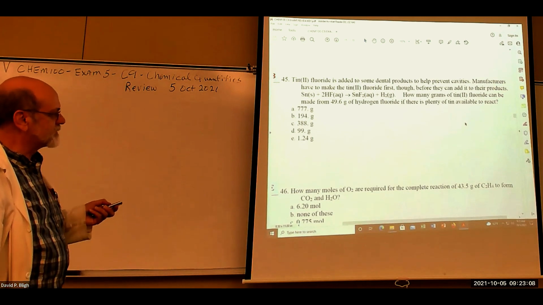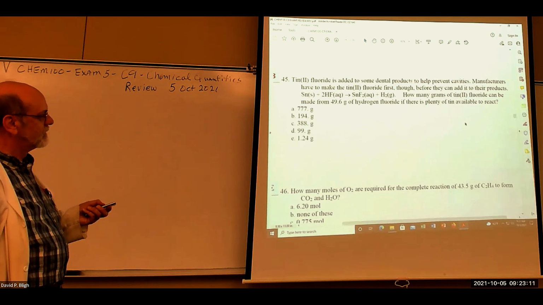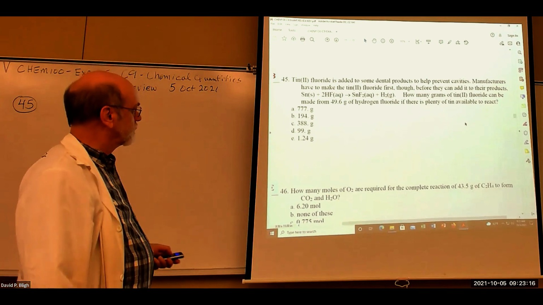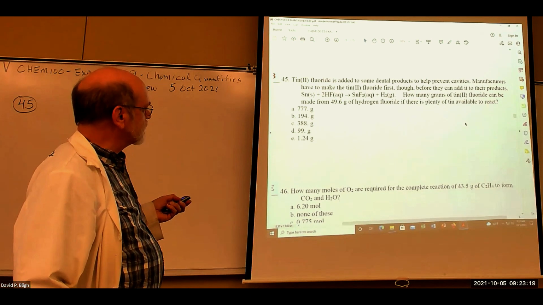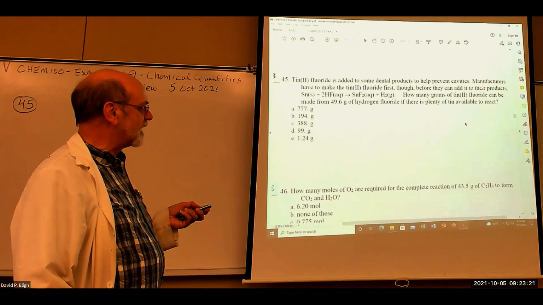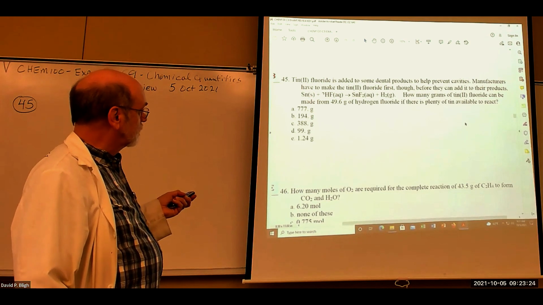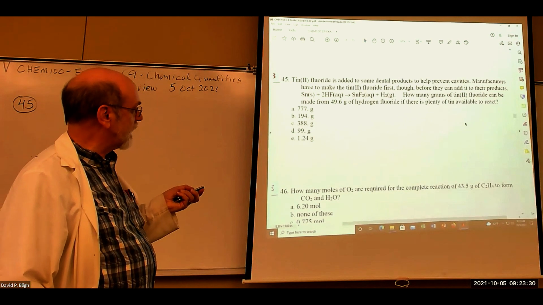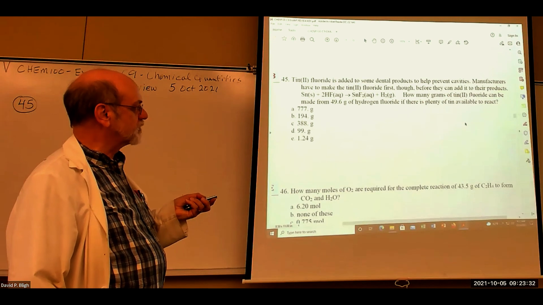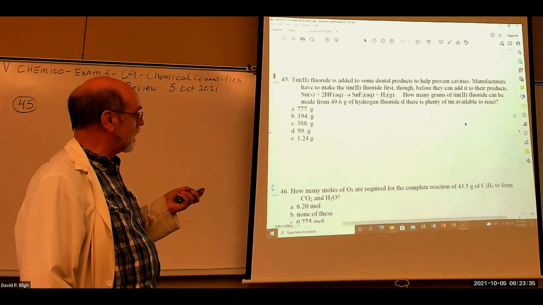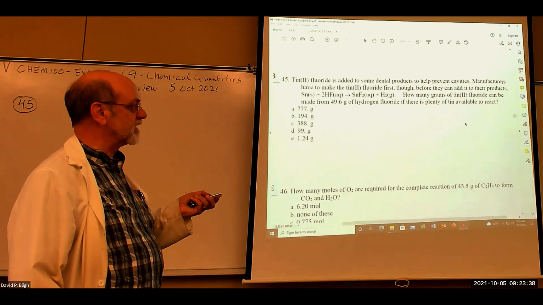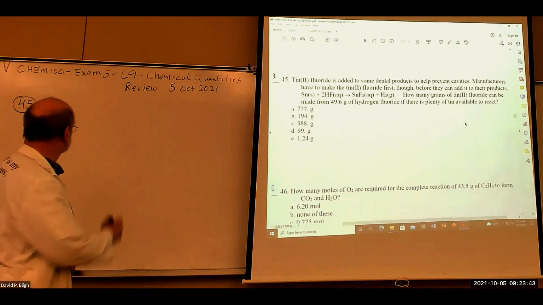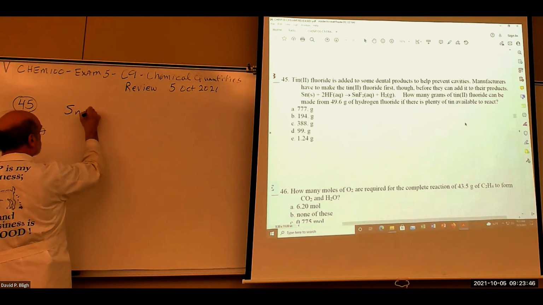Tin(II) fluoride is added to some dental products to help prevent cavities. Right? That's how they get the fluorine in your toothpaste. Manufacturers have to make the tin(II) fluoride first, though, before they can add it to their products. So they take tin metal and hydrofluoric acid, and that makes tin(II) fluoride plus hydrogen gas. How many grams of tin(II) fluoride can be made from 49.6 grams of hydrogen fluoride if there's plenty of tin? So tin is the excess. We're given the balanced equation. That was nice of them.